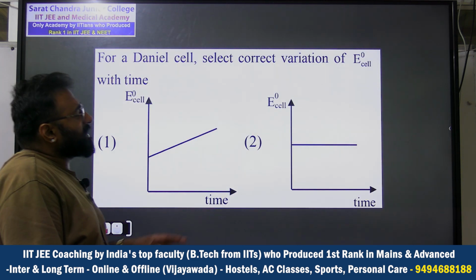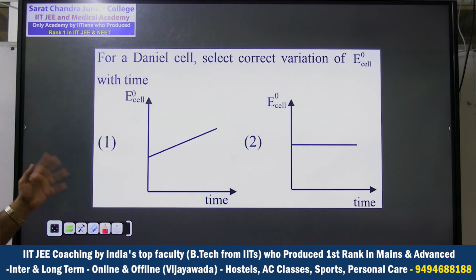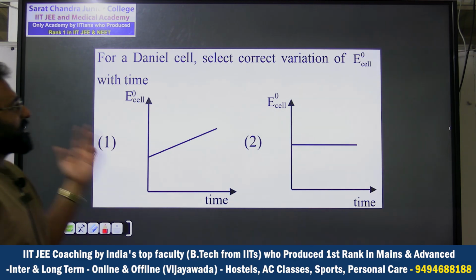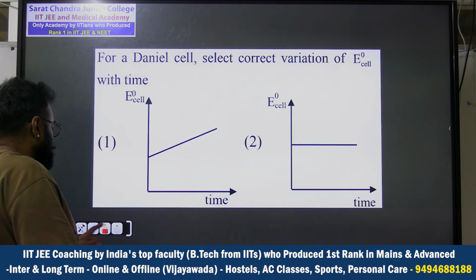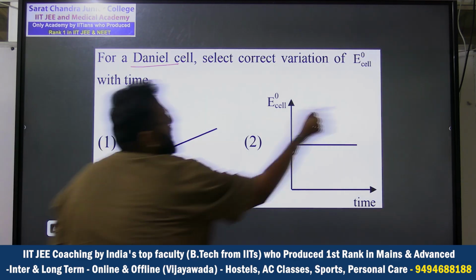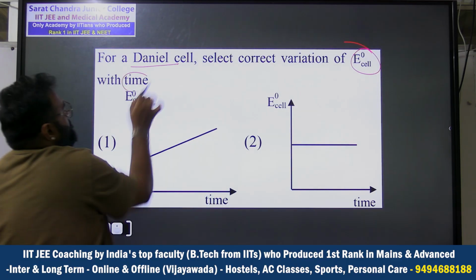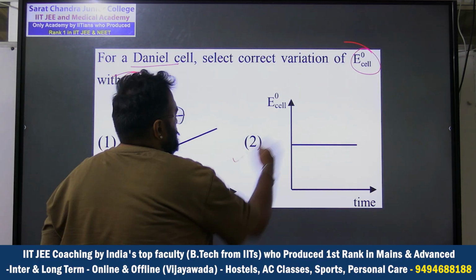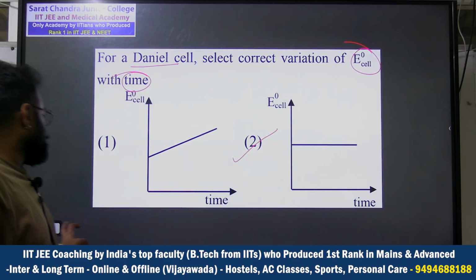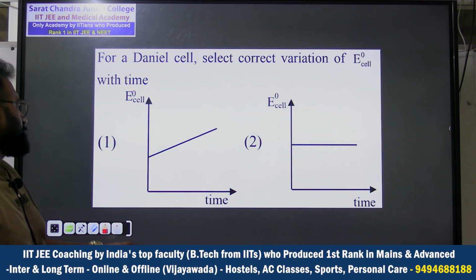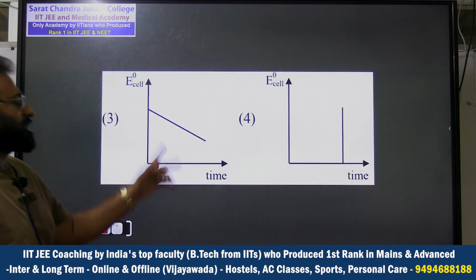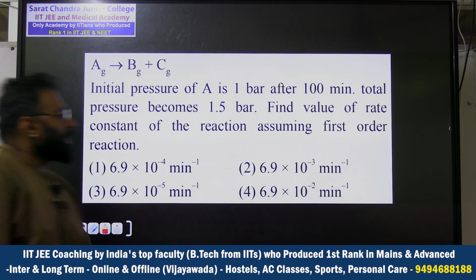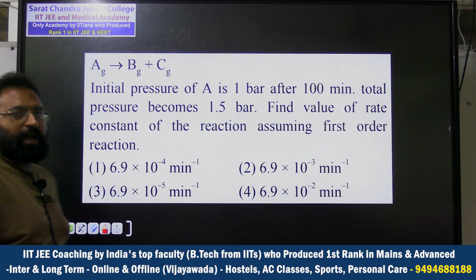For a Daniell cell, which is correct with respect to time? There is nothing to think about here, because the question is about the Daniell cell's E naught with respect to time. So it is always constant. The second option is the direct answer.